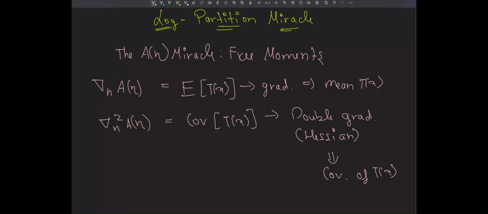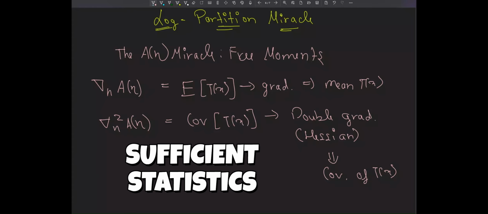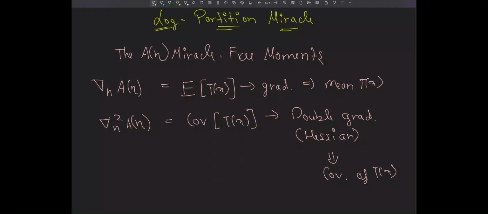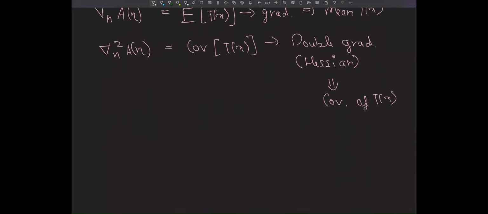Now what about this? The gradient of A with respect to eta gives you the expected value of sufficient statistic, which is T(x). And the second derivative, the Hessian, gives you the covariance of sufficient statistics. In plain English, if you want to know the mean of your data, you don't need to integrate. You just differentiate A. Let me show you exactly why this works.